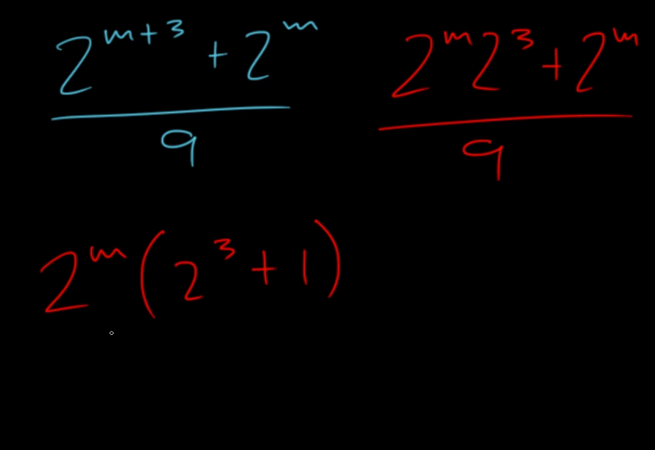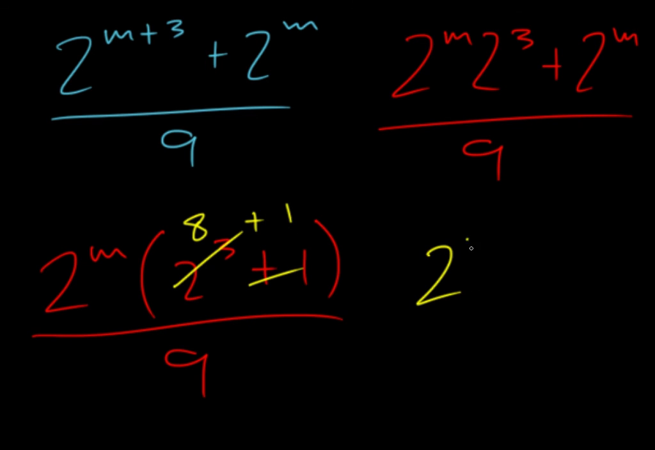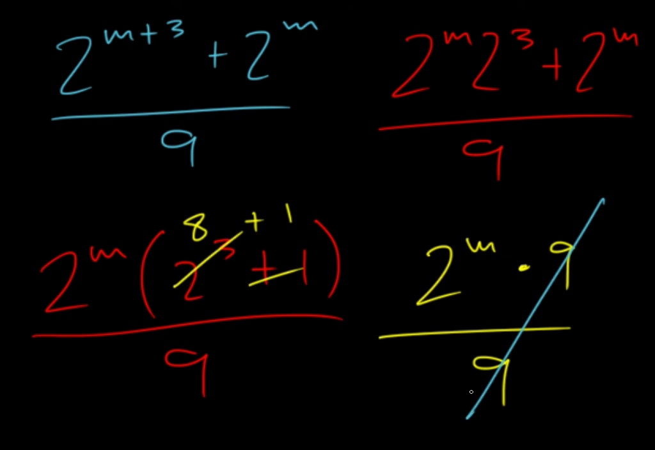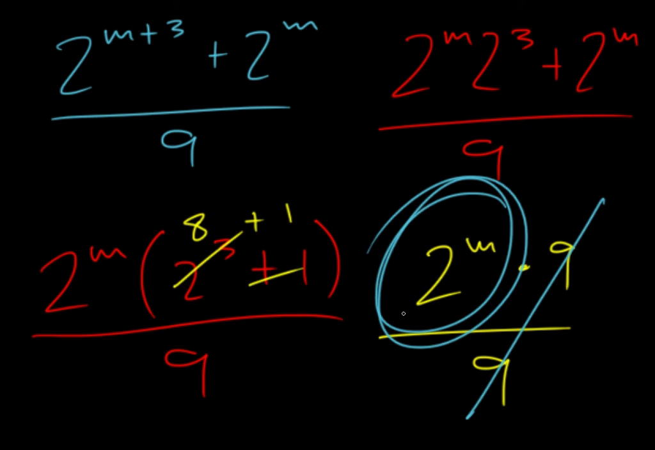If we simplify this, it's 8 plus 1. So that's 2 to the m times 9 over 9. The 9's cancel, so the answer is just 2 to the m.